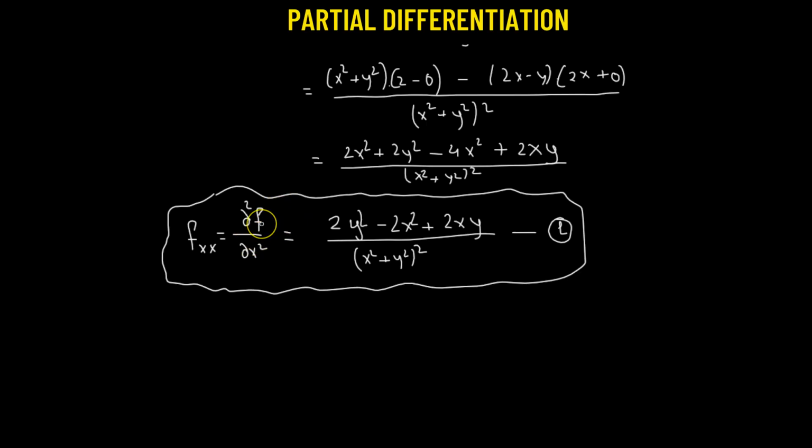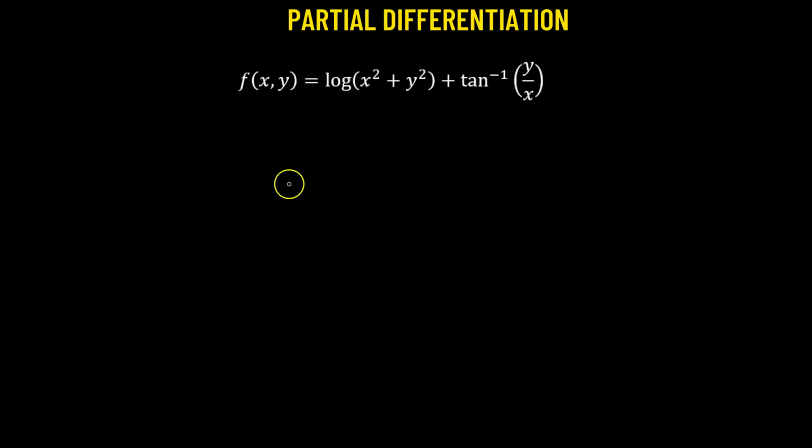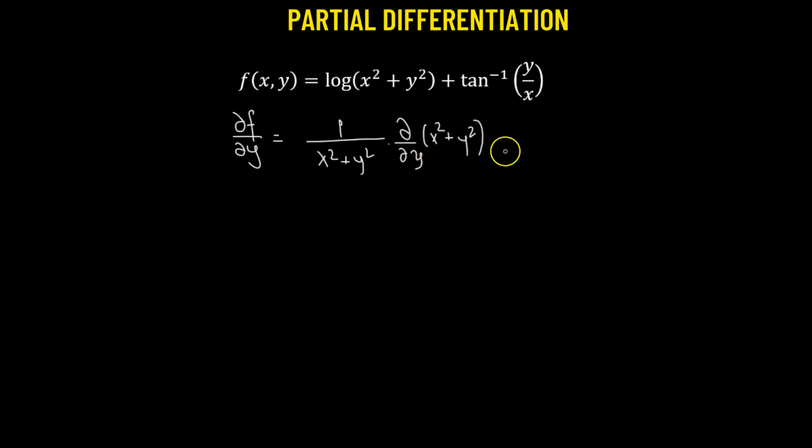We'll find the second partial derivative of f with respect to y. We will start with the function f. We'll take the partial of f with respect to y. That means we'll have to take the partial derivative of log of x squared plus y squared with respect to y. So that means we get 1 over x squared plus y squared multiplied by the partial with respect to y of x squared plus y squared, plus the partial derivative of the inverse tangent function, which will be 1 over 1 plus (y over x) whole squared multiplied by the partial with respect to y of y over x.